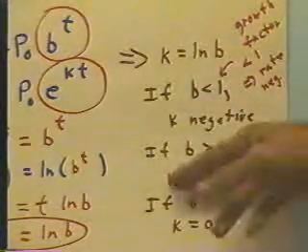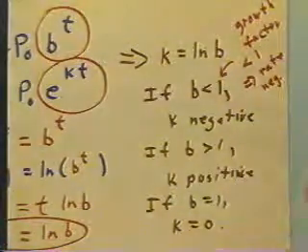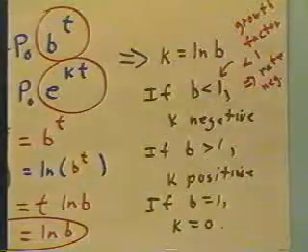If b is greater than 1, k is positive, as we saw from the graph. And if b equals 1, of course, k equals 0, and we don't have any growth anyhow in that case.